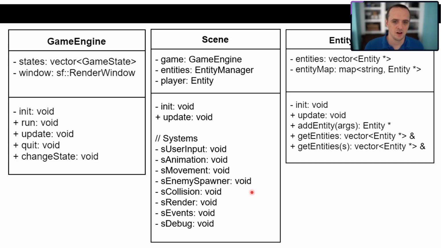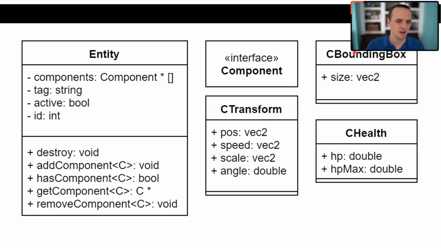So I'm not going to go over this yet because we'll go over this in a few slides, but we'll have a game engine which stores scenes. A scene is going to have an entity manager. Entities are going to store components. Components are essentially an interface, and we'll have subcomponents, things like transform, which stores position, speed, scale. We might have health, etc.